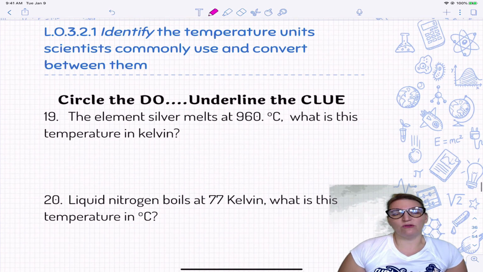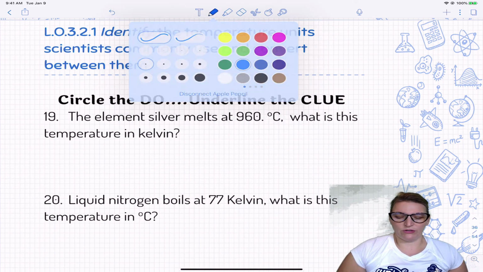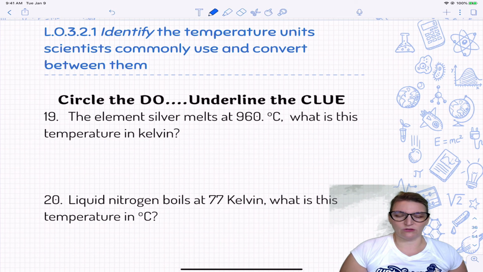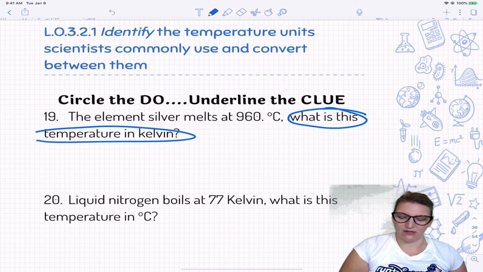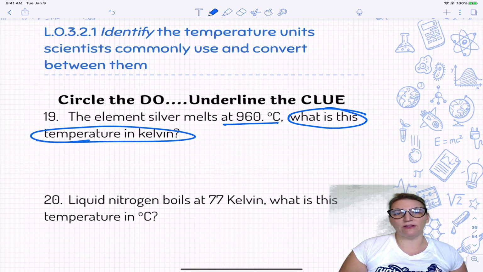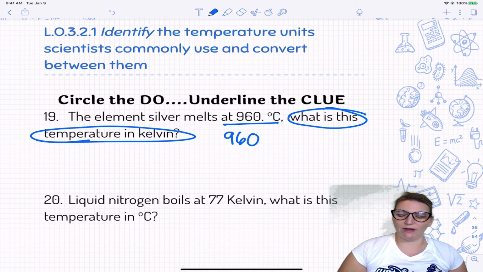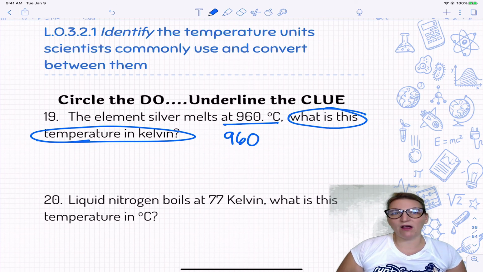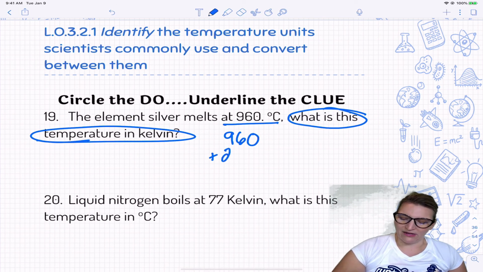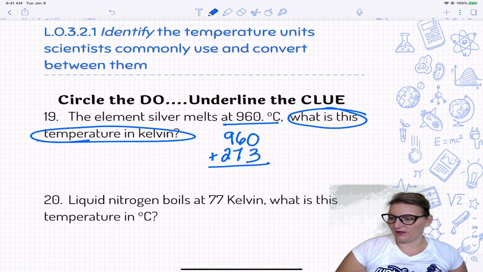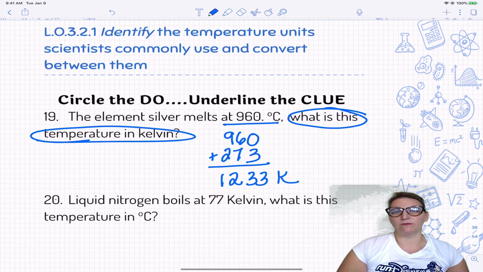Now let's do two practice problems, using our circle the do, underline the clue. The first one: the element silver melts at 960 degrees Celsius. What is this temperature in Kelvin? Circle the do: find its temperature in Kelvin. Underline the clue: 960. What do I do to go from degrees Celsius to Kelvin? Remember, Kelvin's always larger, so I add 273. The answer I'm going to get is 1233 Kelvin.